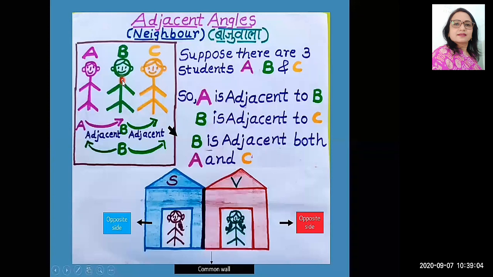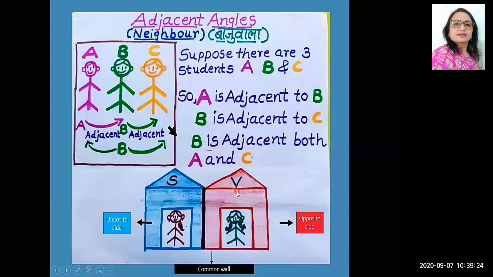A is next to B. B is adjacent to C. B is next to C. But B is adjacent to A and adjacent to C also. Okay. Now look here.